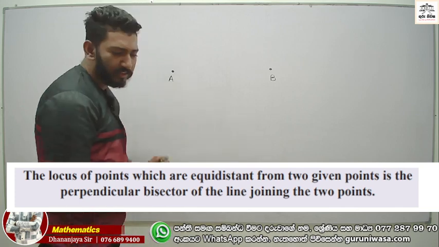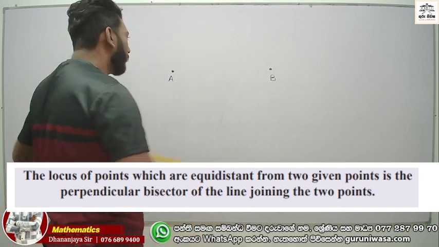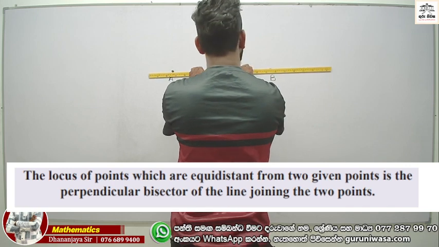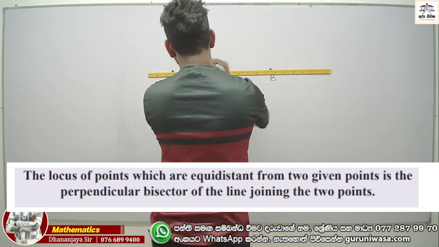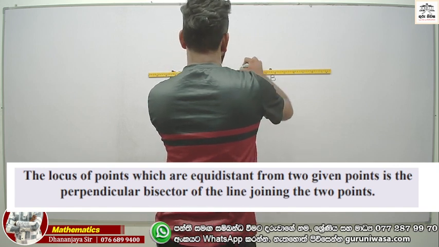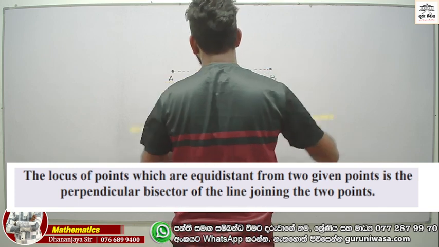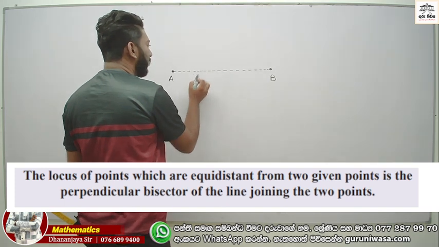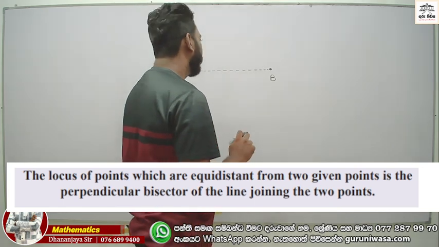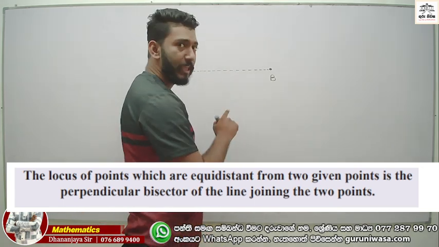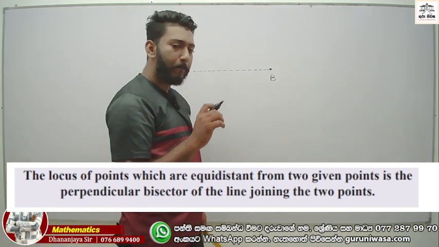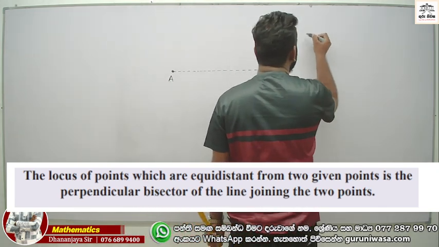Firstly, we need to join these two points. Use your ruler and join these two points. Now look at this. Right. Now we have to find the points equidistant from A and B. The distance from A must be equal to the distance from B. Right? And this one has a very specific name. What is that? Perpendicular bisector.